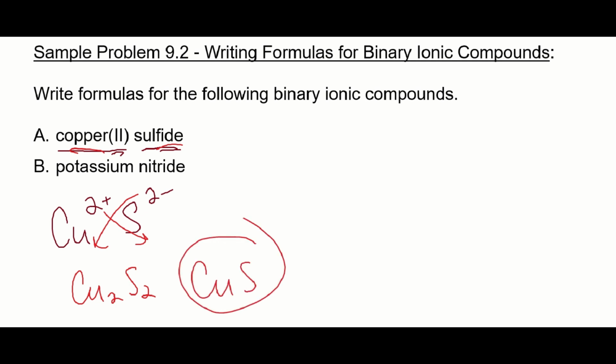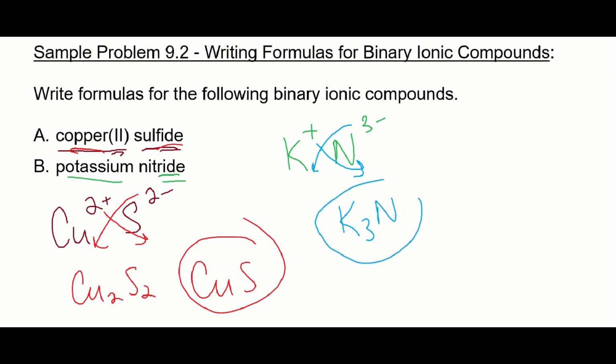Now, moving on, potassium nitride. There's another metal and non-metal. We're going to need charges anytime you have that. Potassium is in group 1. It has a 1 positive charge. IDE, nitride, that's nitrogen. That's group 15. It's going to have a 3 negative charge. Crisscross those numbers down to the other side, and you're going to get K3N. You can't reduce that. That's your formula for potassium nitride.